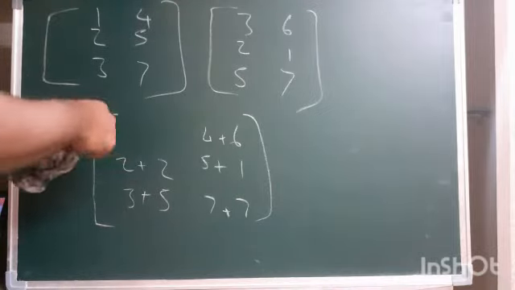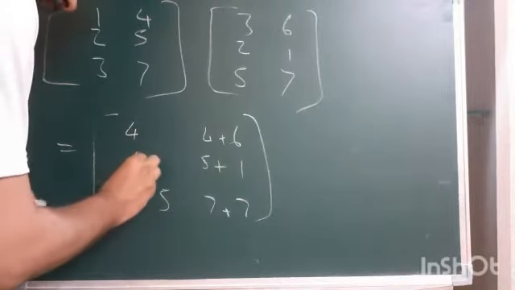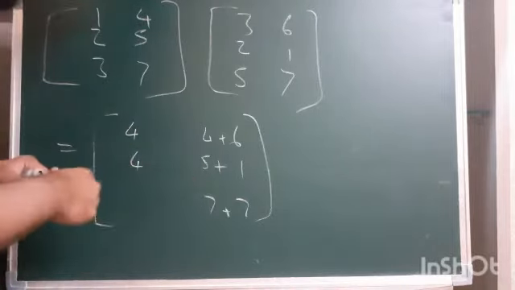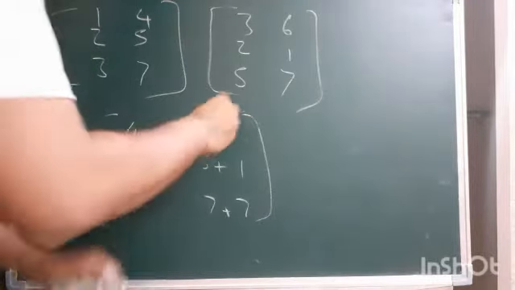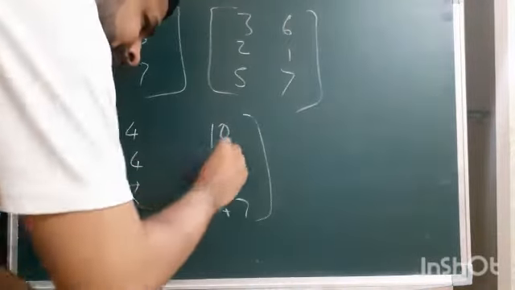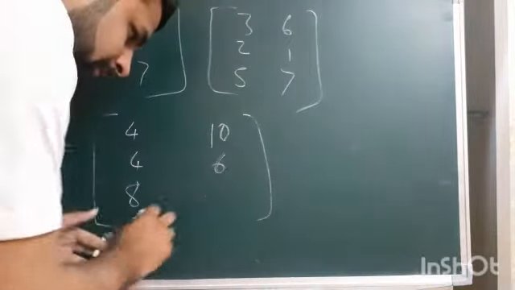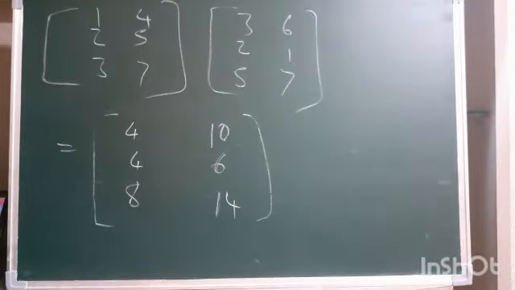This is 3 plus 1 is 4, 2 plus 2 is 4, 5 plus 3 is 8, 6 plus 4 is 10, 5 plus 1 is 6, 7 plus 7 is 14. So this is the basic rule for addition.